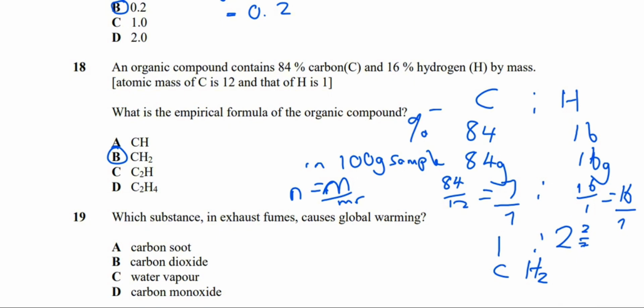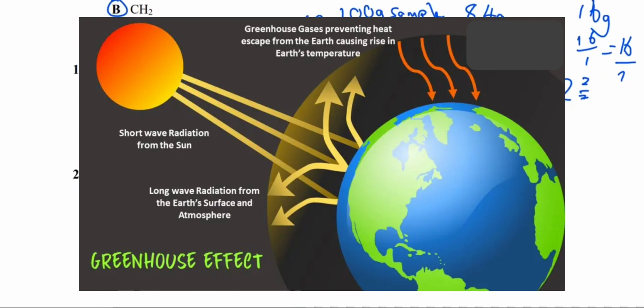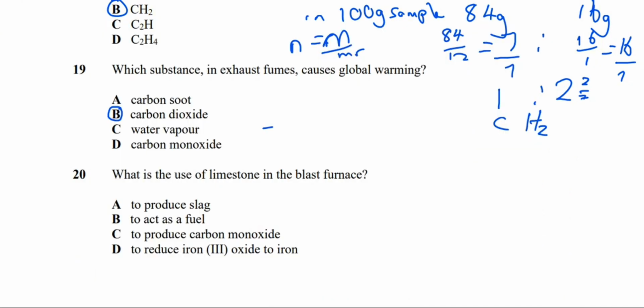Which substance in exhaust fumes causes global warming? Soot is not going to cause global warming, it's just going to stick on the roofs. Carbon dioxide is the one which is going to cause global warming, thereby preventing heat energy from the sun from escaping. Water vapor cannot cause global warming. Carbon monoxide can only choke us.